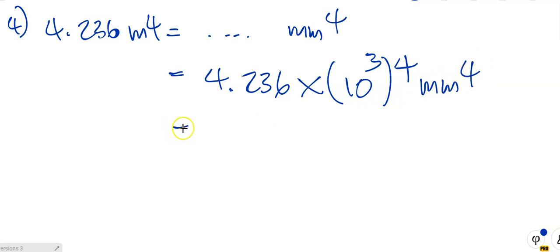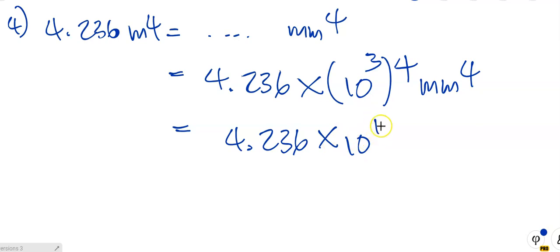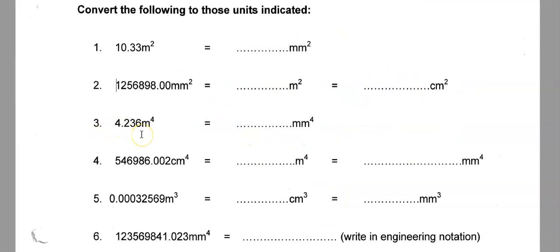The conversion is done, and all we do is the algebraic tidying up. So it's 4.236 times 10 to the power, you got it, 10 to the power 12 millimeters to the fourth. That's it. So 4.236 meters to the fourth is equal to 4.236 times 10 to the power 12 millimeters to the fourth. Okay, so number 3 is done.